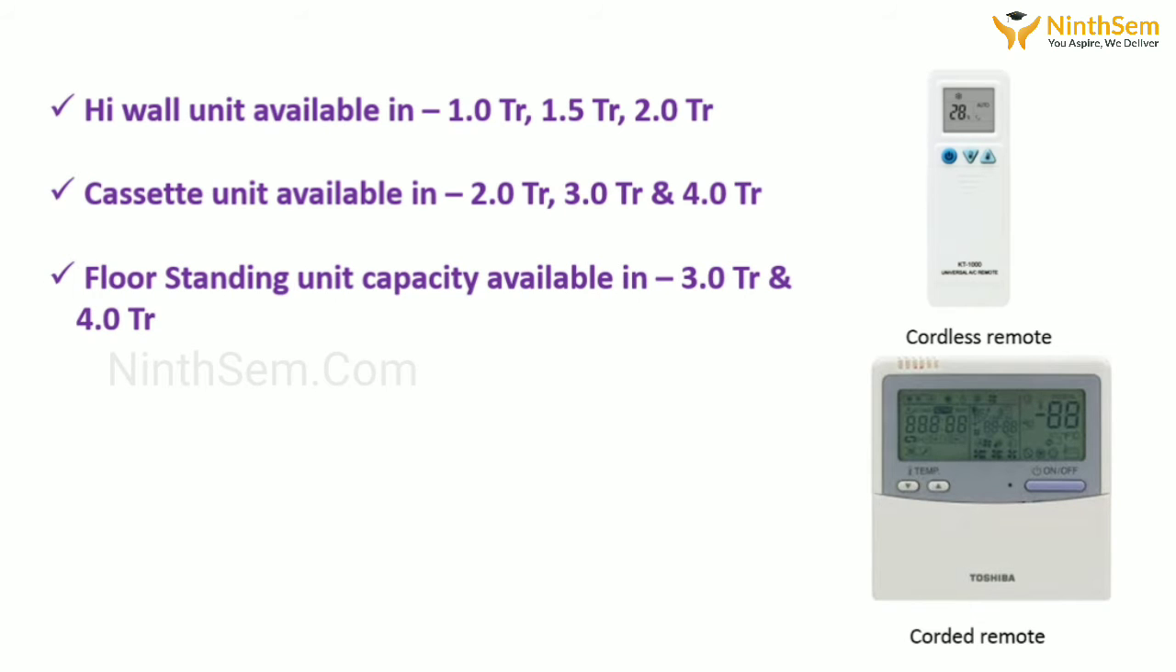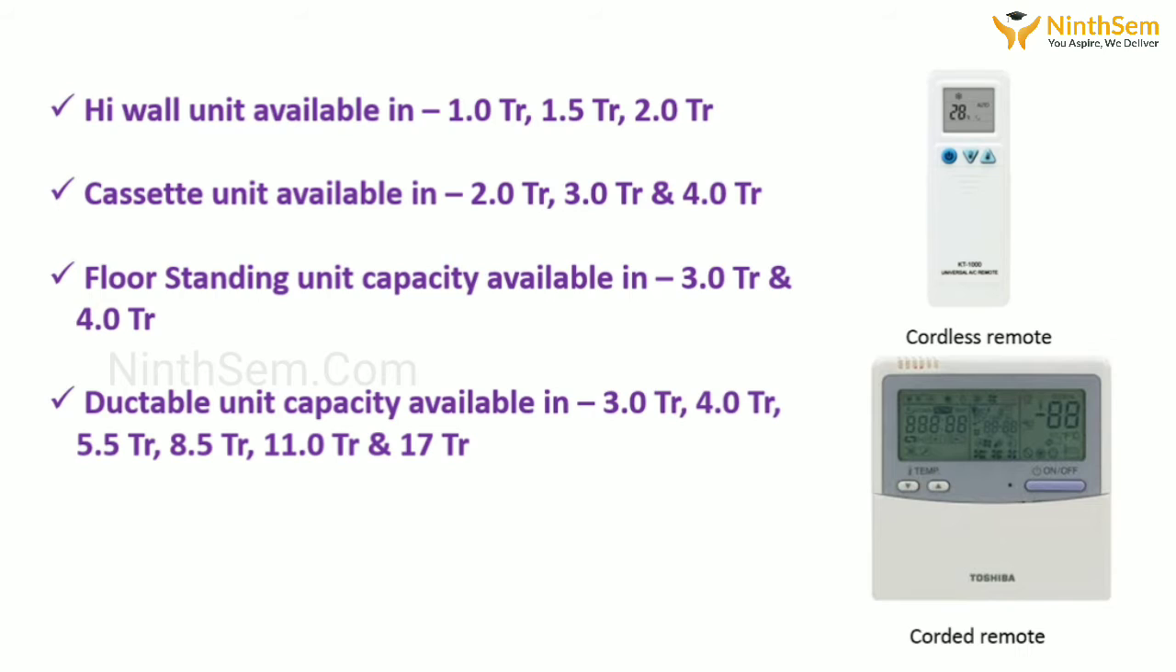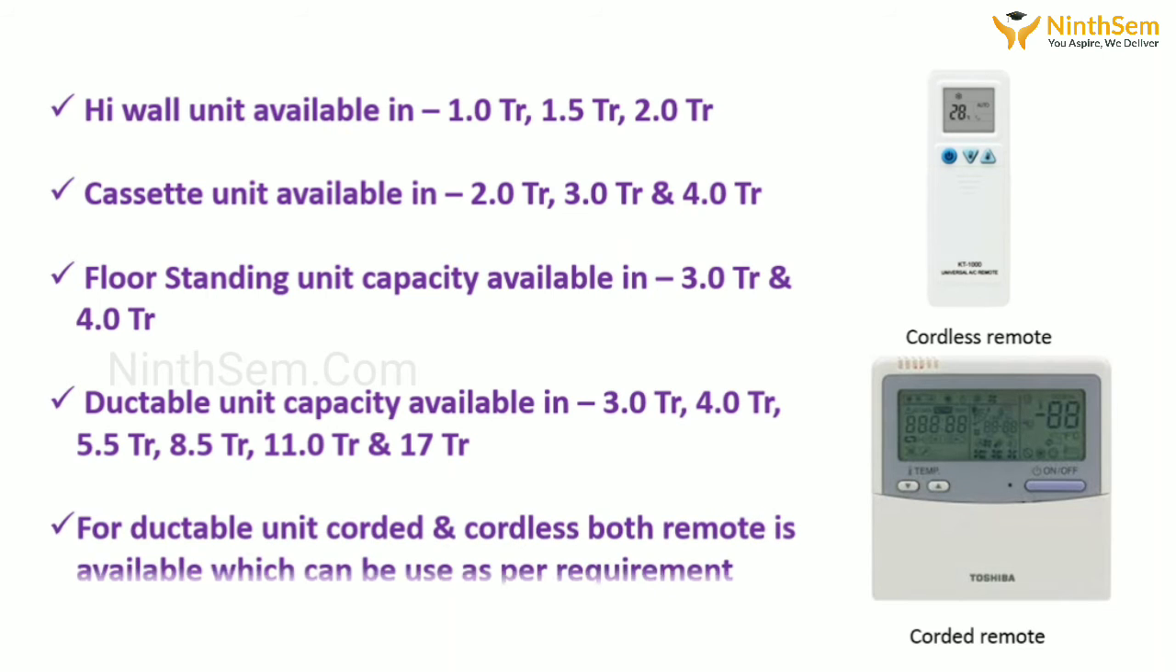The floor standing unit capacity available in the market is 3 ton and 4 ton. Ductable unit capacity available in the market is 3 ton, 4 ton, 5.5 ton, 8.5 ton, 11 ton and 17 ton. For ductable unit, corded or cordless, both remotes are available, which can be used as per requirement.